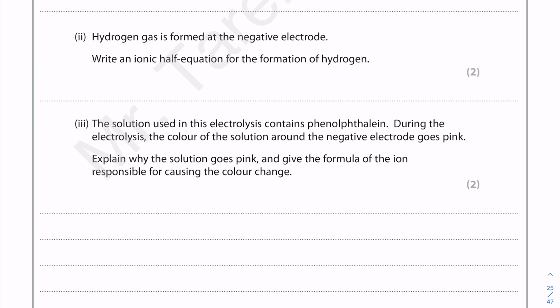Hydrogen gas is formed at the negative electrode. Write an ionic equation, a half equation, for the formation of hydrogen. The formation of hydrogen is always from hydrogen ions: 2 hydrogen ions plus 2 moles of electrons gives hydrogen gas.